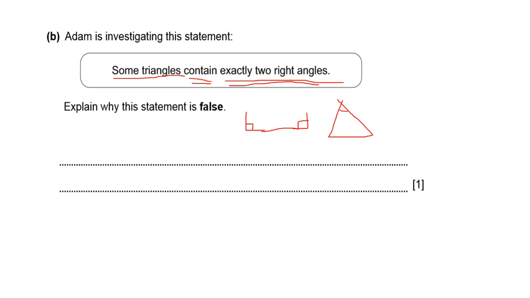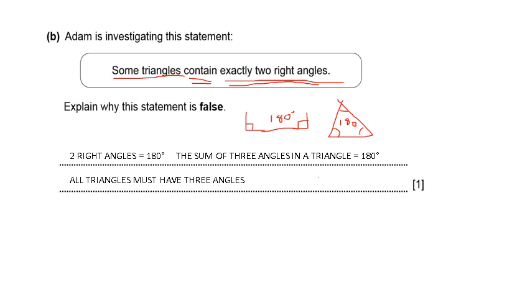because the total of the angles in a triangle is 180 degrees, and here 2 angles are 180 degrees. So two right angles equals 180. The sum of three angles in a triangle is equal to 180 degrees. All triangles must have three angles, so that's why it is false.